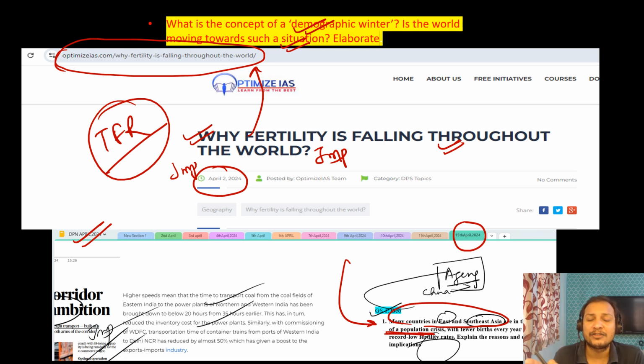Because throughout the world, particularly in the developed world, fertility rates are declining sharply. Even in India, fertility rates are declining. That is going to create a big problem in future. That is what this topic is about.